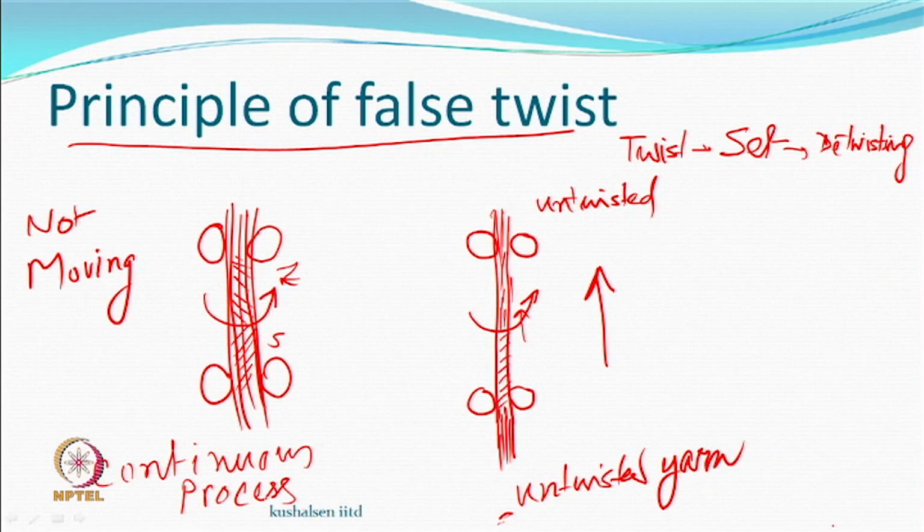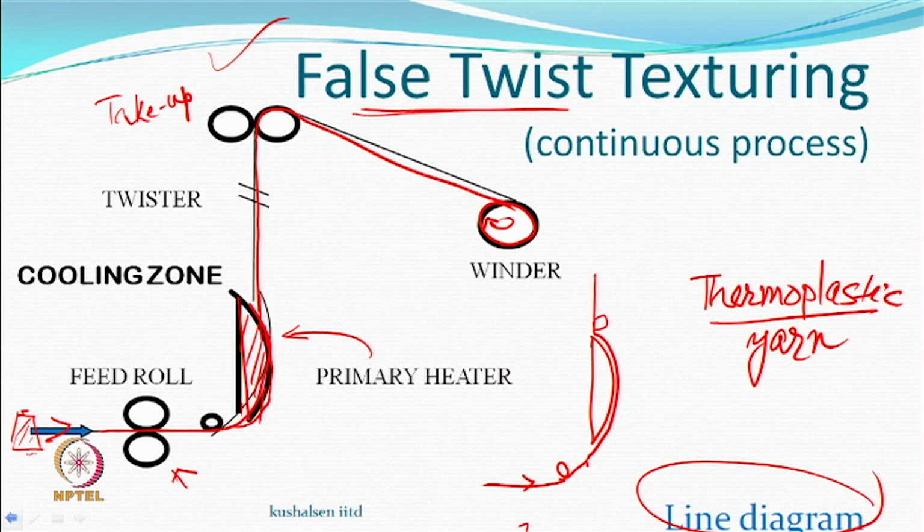So, how do we use this principle in the texturing machine or a false twisting machine? There is a twister here, this is a twister, this is the feed roll, all right, this is the take up roll, in between we are twisting. So, what do you expect? If this is twisting here, the material above this would be untwisted, the material below this would be twisted. So, the twist is actually flowing from this up to the nip of the feed roll.